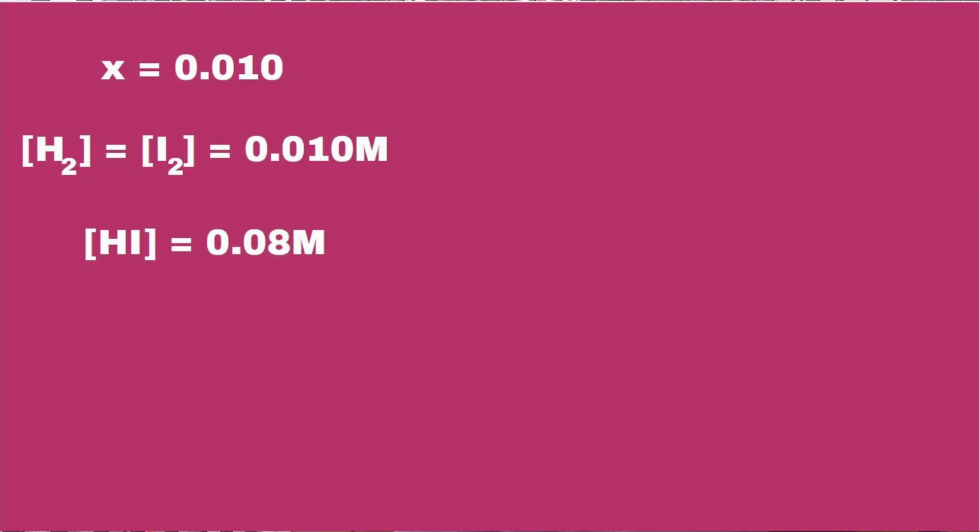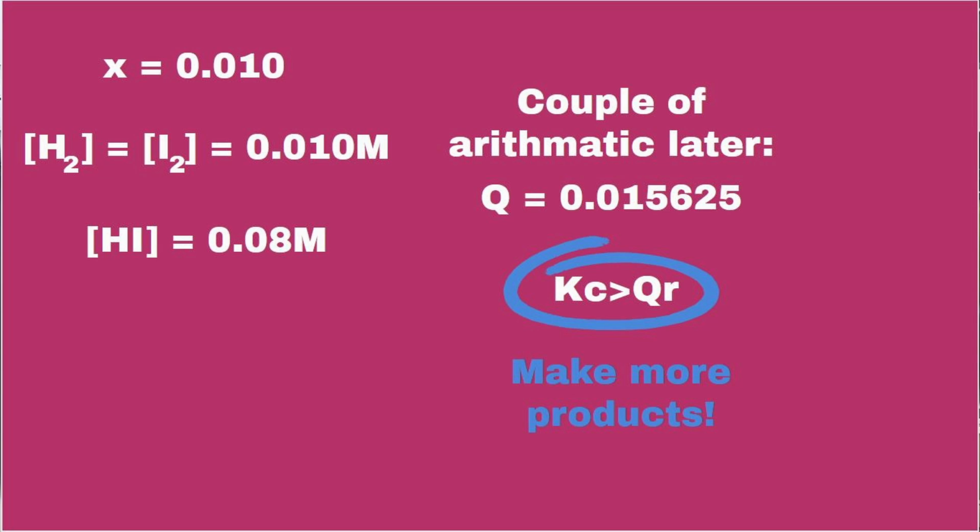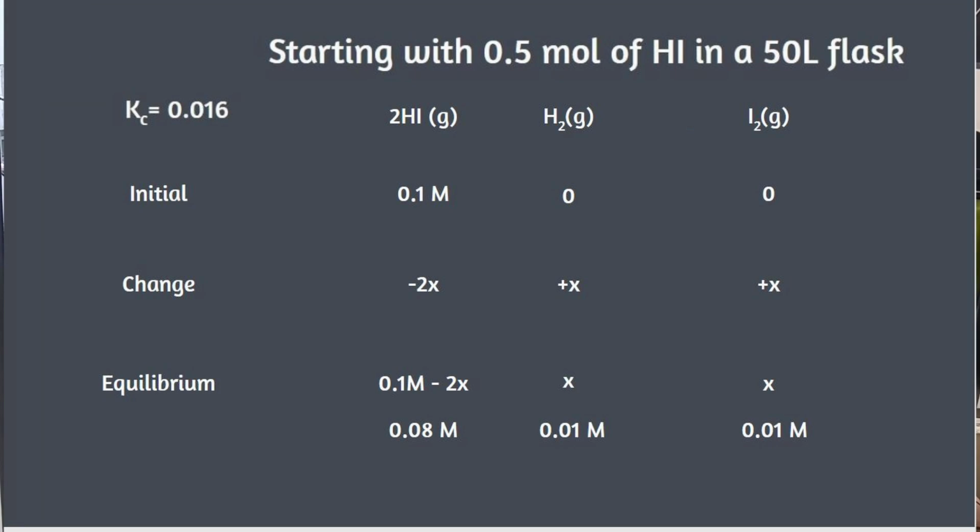So the concentration of hydrogen and concentration of iodine is 0.01 molar, and the concentration of hydrogen iodide will be 0.08 molar. Now let's calculate the reaction quotient. We are going to multiply 0.01 times 0.01 divided by 0.08 squared. So now we can square the numerator as they are basically multiplying by each other, and if we plug it into our calculator, we get this number. So Kc is much bigger than Q, so it'll make more products to be at equilibrium.